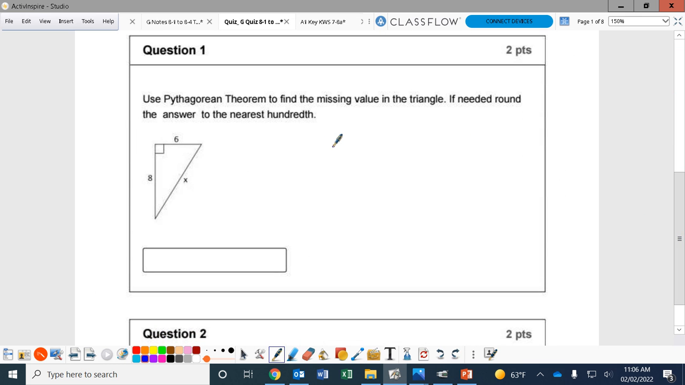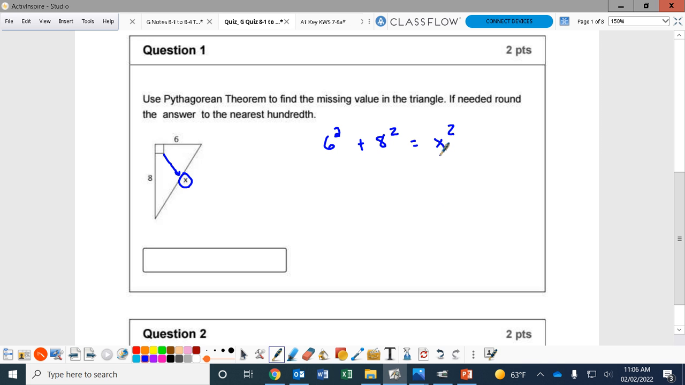So the only thing we have to do is identify the hypotenuse, which in this case is going to be your x. So this one is going to be 6 squared plus 8 squared equals x squared. The 6 and the 8 are interchangeable. It could be 8 squared plus 6 squared, doesn't matter. It gives you the same answer. The only thing that matters is x comes last.